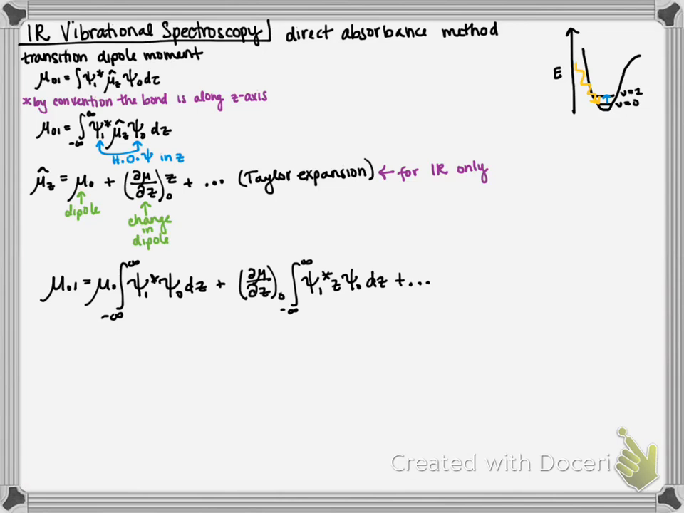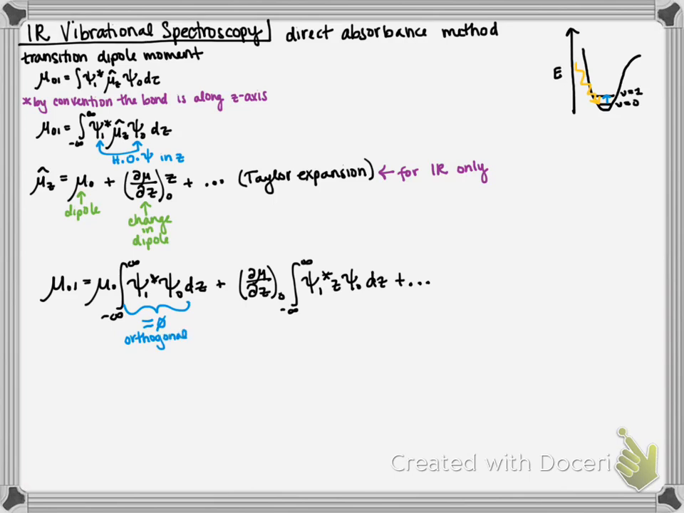So we can actually pull that out. It's been evaluated, times the integral from negative infinity to positive infinity of psi 1 star z psi 0 dz. And again, if we need our further terms, then we would continue in the same manner. So what do we know about the harmonic oscillator wave functions? Can we simplify this in any way?